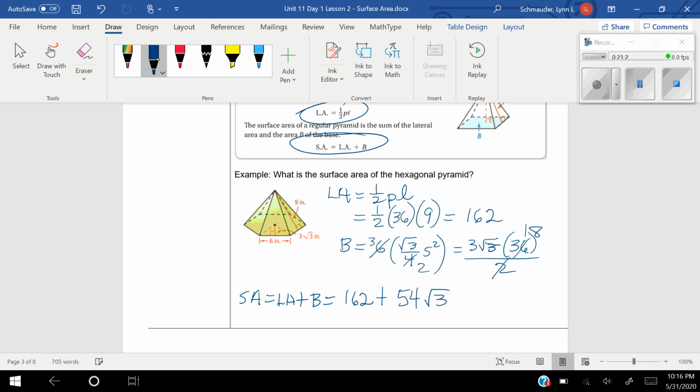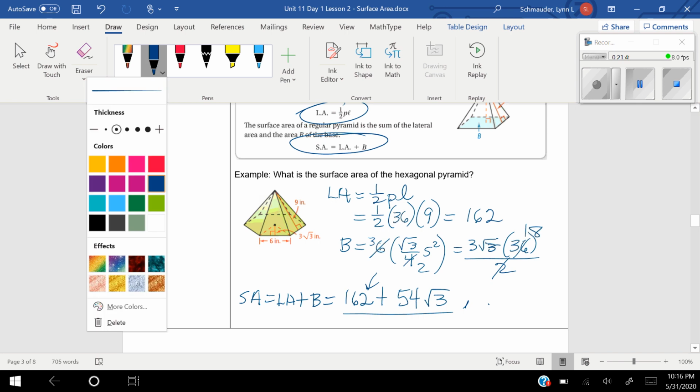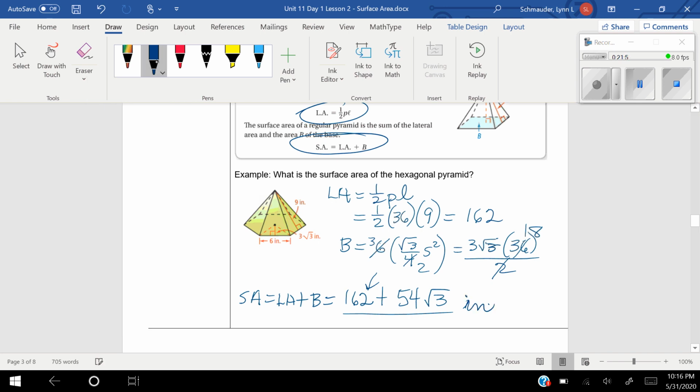And remember, I cannot add these two things together because I would need a radical on this number too. I'd need the square root of 3 if I could add those. So that's as simplified as you can get. I don't want you to turn it into a decimal in case you're just dying to know what it is. And I'm still trying to get my pen to work so I can put the inches squared on there.